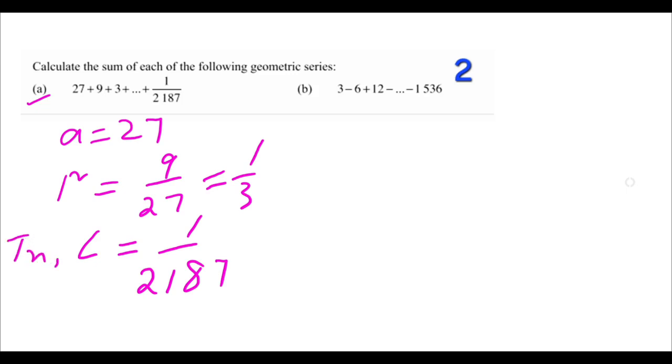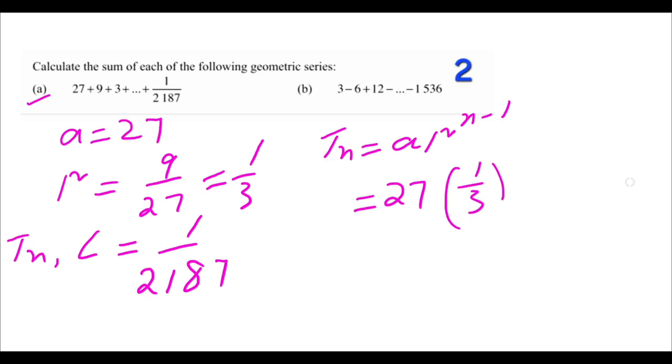Now I'm going to first need to find it the same like arithmetic series. First we use the nth term formula to find the number of terms. So we're going to use the geometric sequence formula to find the number of terms. So Tn, this is the geometric sequence formula, A times R to the power n minus 1. So the first term A we got 27, and the ratio we got 1 over 3, power n minus 1 we don't know, but Tn is equal to 1 over 2,187.